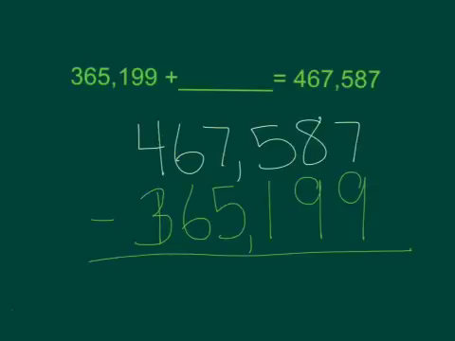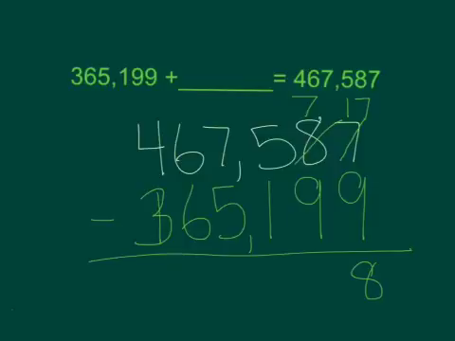So we start by looking at our ones. We have 7 ones. We need to take away 9. Are we able to do that? No. So we need to regroup our tens. We're going to take away a 10, leaving us with 7 tens. We're going to take that 10 and put it into ones, making 17 ones. Now we can subtract 9 from 17 and get an answer of 8.